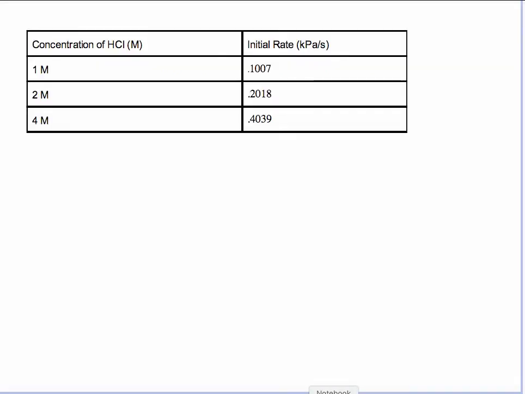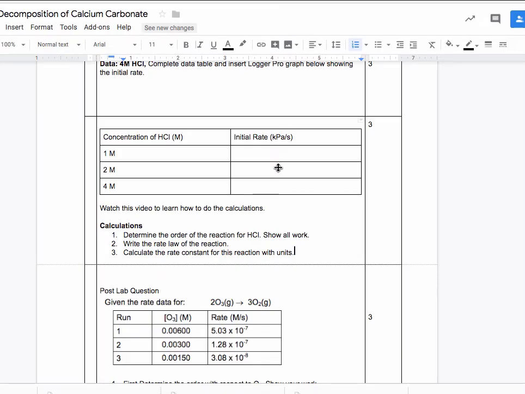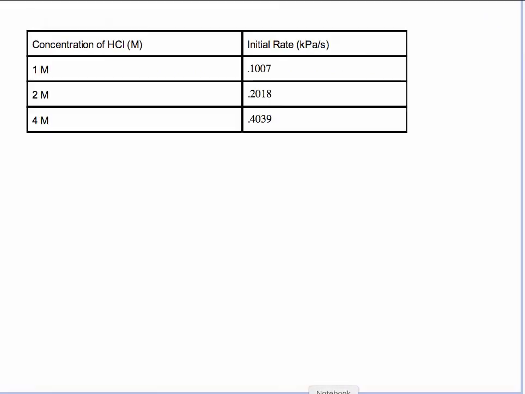Okay, so let's go back to how to do that here if I can find the right thing. Okay, here we go. So you have to look at your data, and you'll be looking at the data in this table right here that we collected in the lab. And here I just have some made up data. So here's how you would find the order of the reaction.